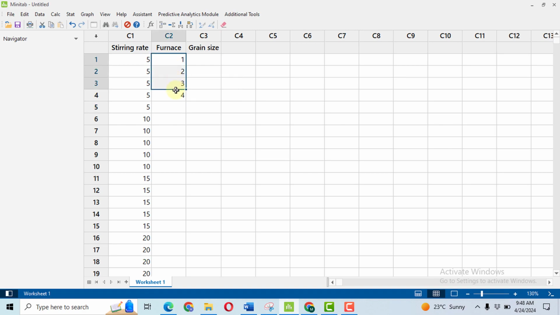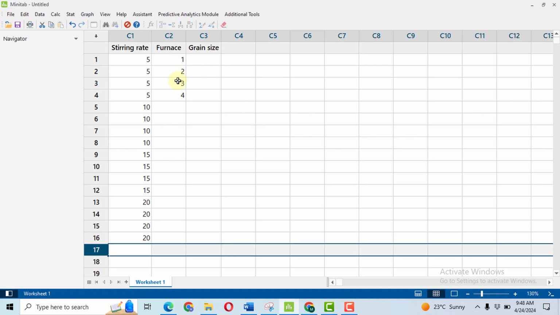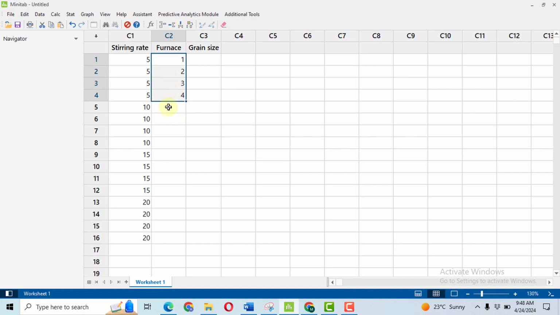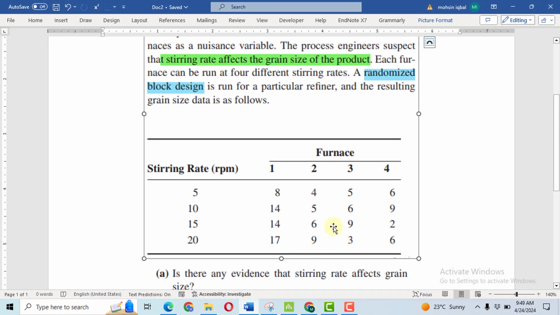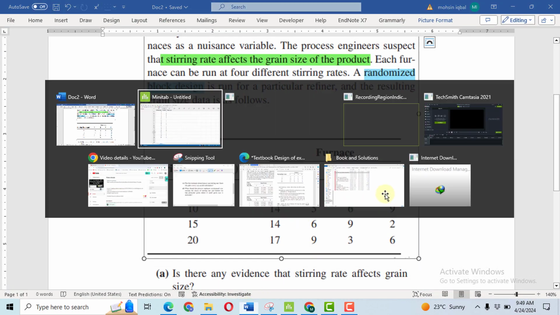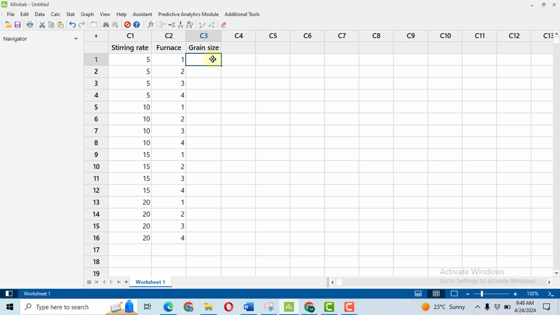Just copy these. So here we will do copy and then paste for 3 times. Control V and here also Control V. Now grain size. Enter the data with respect to row: 8, 4, 5, 6. So it's the easiest method as per my knowledge. 8, 4, 5 and 6.